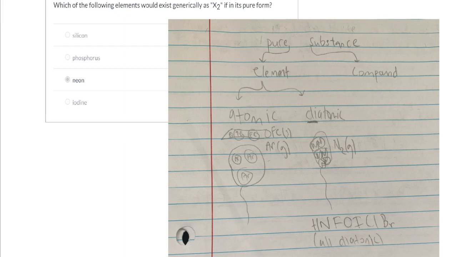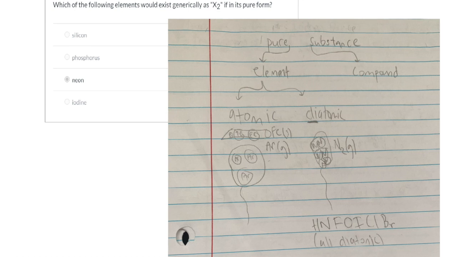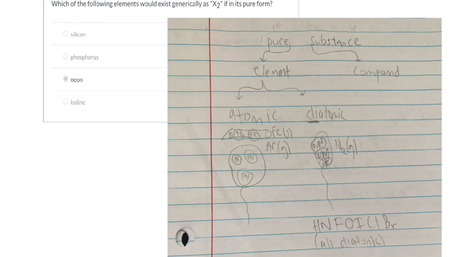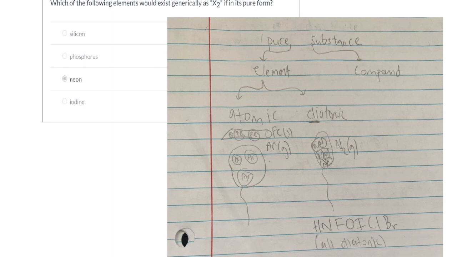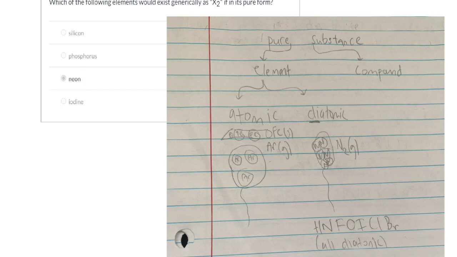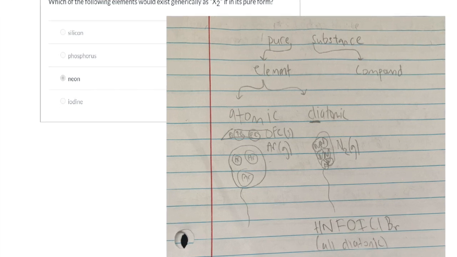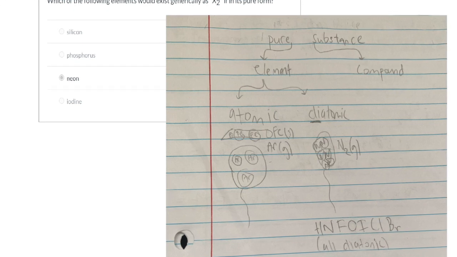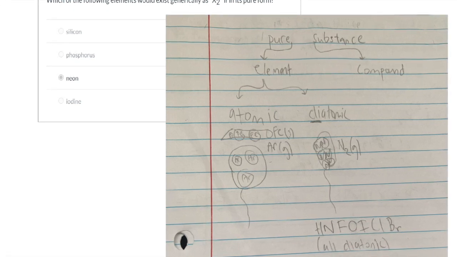So the question is, which of the following elements would exist generically as X2 if in its pure form? So a pure element is a substance whose atoms all have the same atomic number or number of protons. A pure element can be broken down to atomic and diatomic. As you guys can see, an atomic element consists of only one of that element. So in this example, I'm giving you guys Ar, and there's only one argon by itself. So it's Ar, and then another Ar, and then another Ar. So they're not combined, it's just by itself.